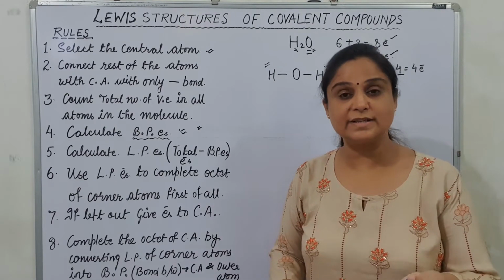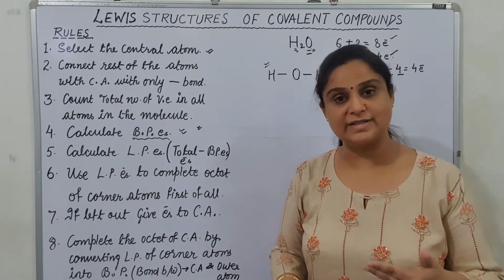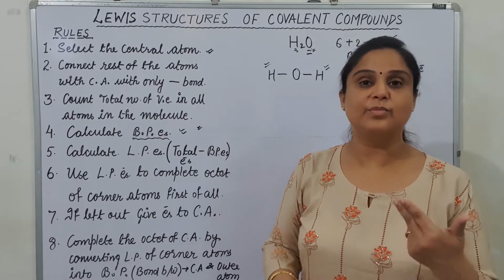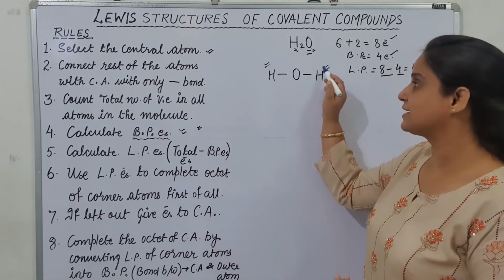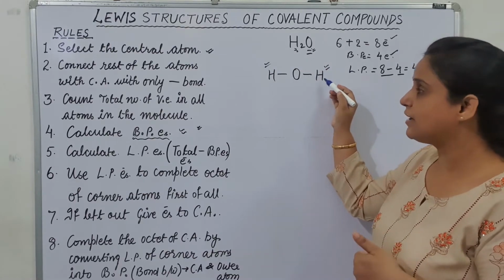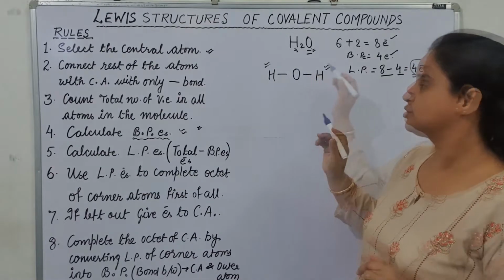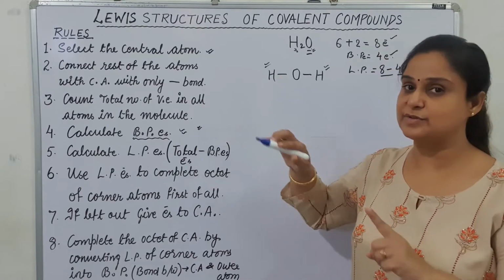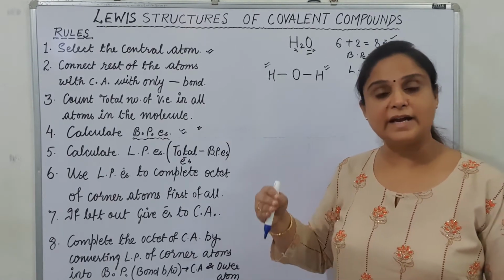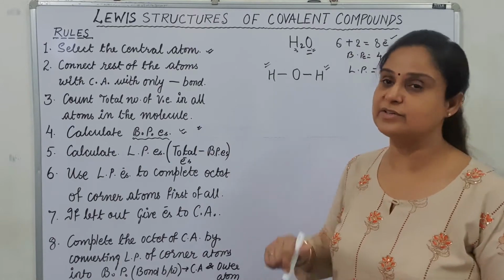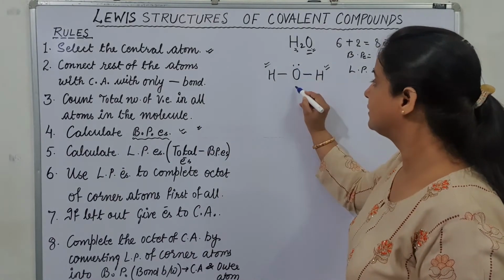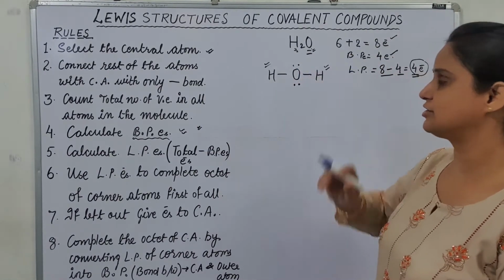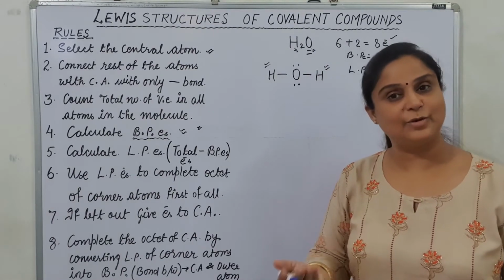Why can't we give it? Because hydrogen is the smallest atom and it cannot have more than 2 electrons, so it has already completed its octet. So we have to go directly to the oxygen. I am going to keep all the lone pair electrons on the oxygen, because my side atoms are hydrogen and hydrogen cannot have lone pair of electrons. So I am keeping my lone pair here. So this is the structure of water. I hope it is done.